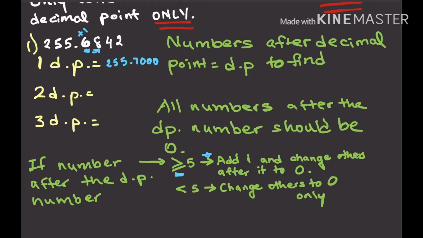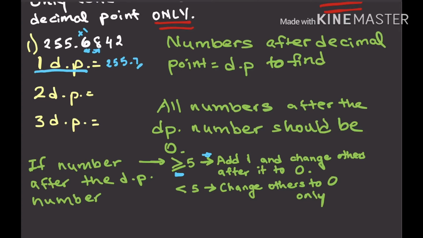Yeah? However, as I said here, the numbers after the decimal place equal the dp to find. Since they're telling you to find it to 1 decimal place, you can only have 1 number after the decimal point. Therefore, these zeros are not meant to be there. This is your answer. If you put the zeros, you will get it wrong because that is going against the question, and the question is telling you to find it to 1 dp only. So you leave it to 1 dp.